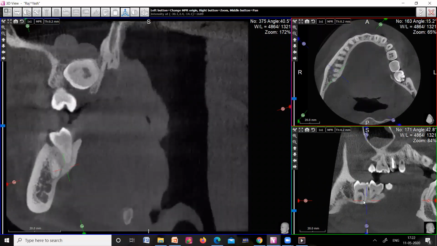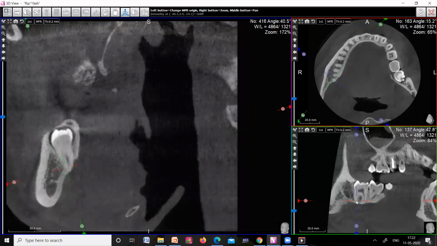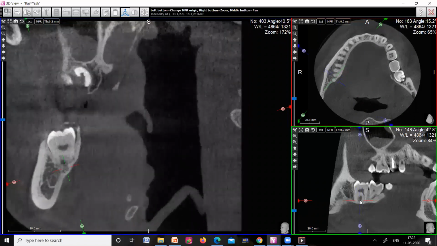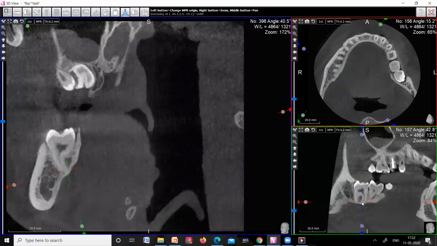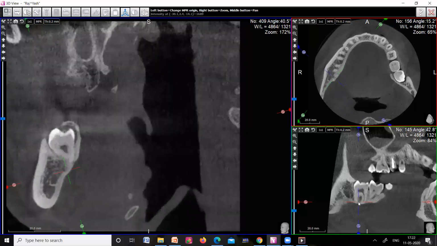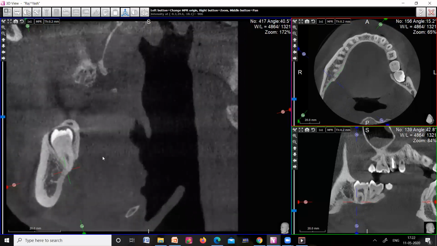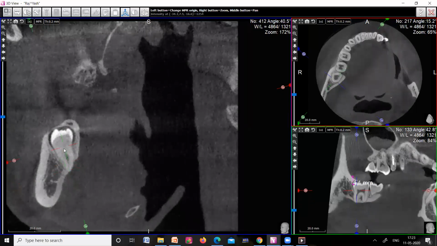So there is no chance of ankylosis which is present. Another thing which I need to know is I need to see the buccal and the lingual cortical plate. Now I can see the buccal and lingual cortical plate, but the same cortical plate is missing in the apical region. Now this could be a hindrance for me in terms of the post-operative.